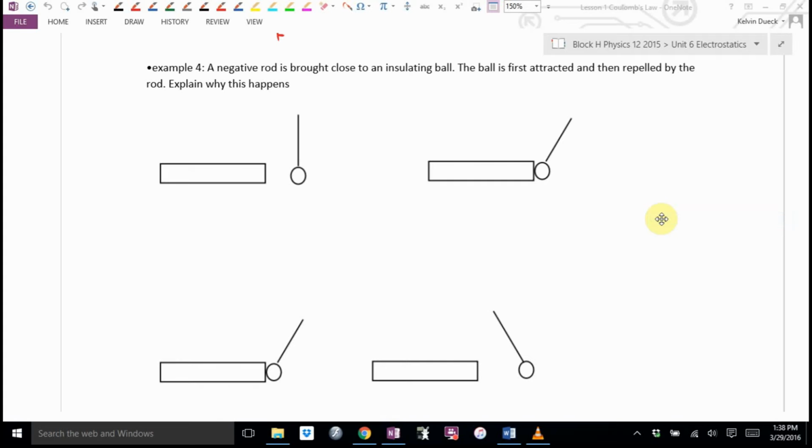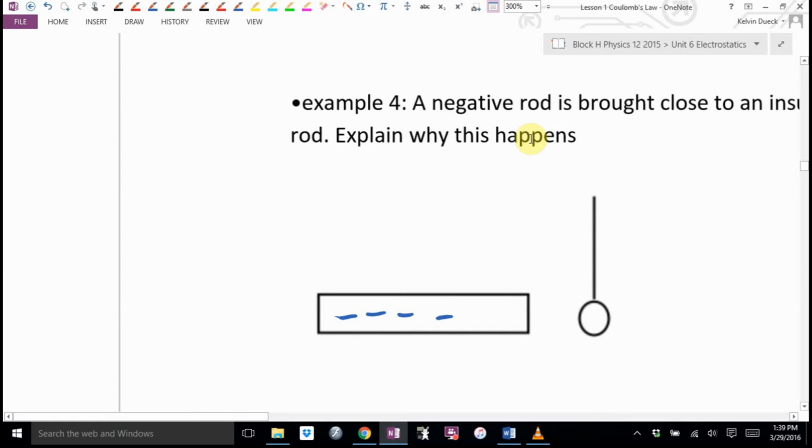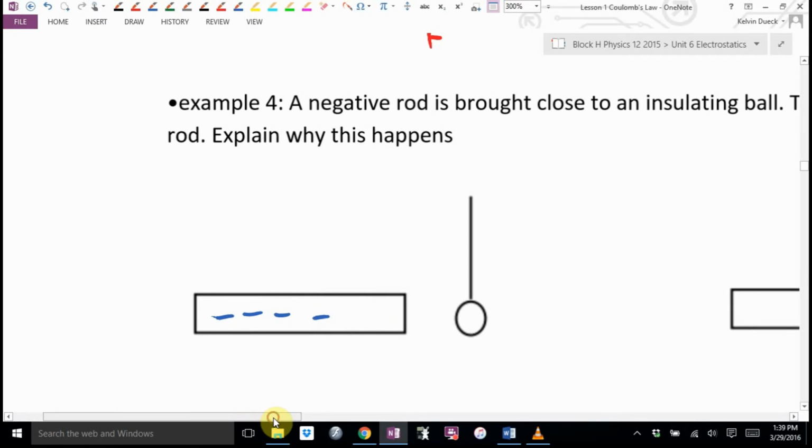we can explain a lot using what are called charge diagrams. Now understand, Raj, in real life, there's trillions of charges that are moving back and forth, but for the purposes of our diagram, we'll draw like 2 or 3, and just as long as we see what there's more of, more positives or more negatives. So a negative rod, let me zoom in, is brought close to an insulating ball.